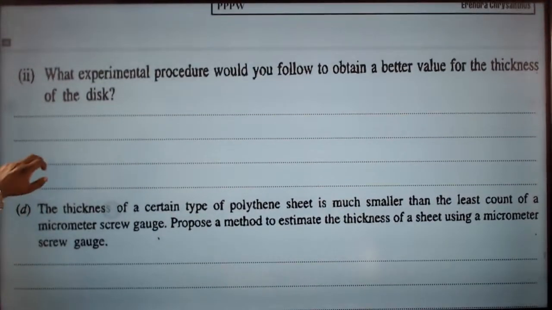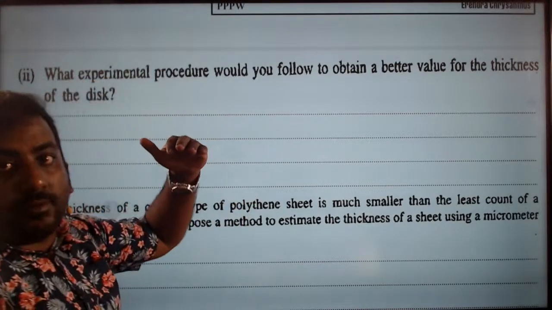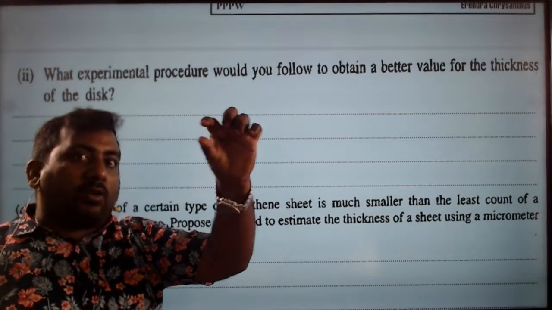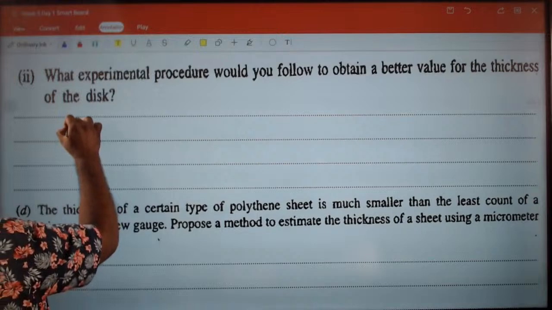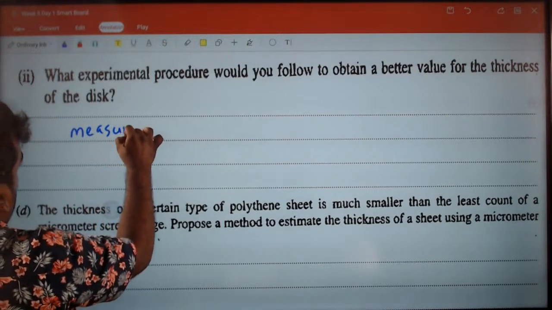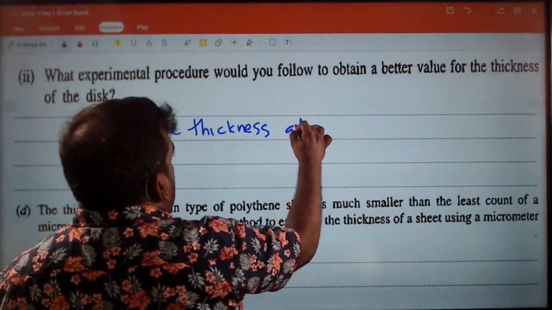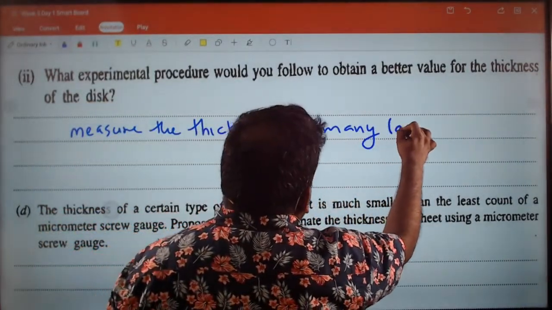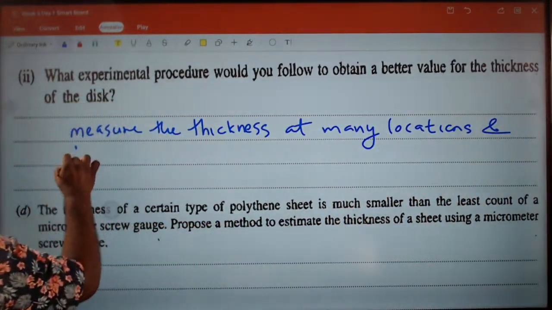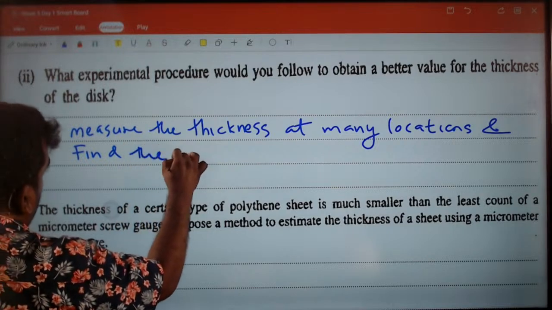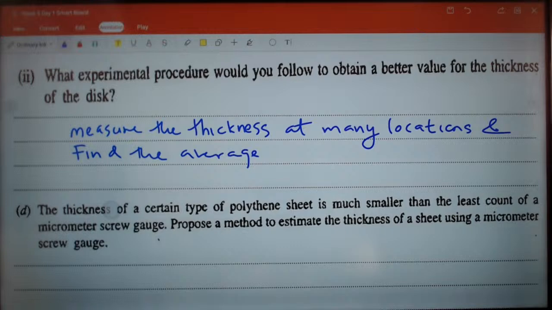What experimental procedure would you follow to obtain a better value for the thickness? Measure the thickness at many locations and find the average.